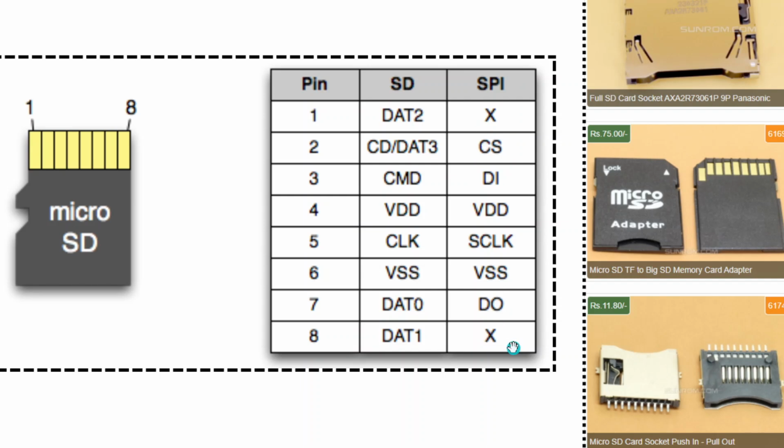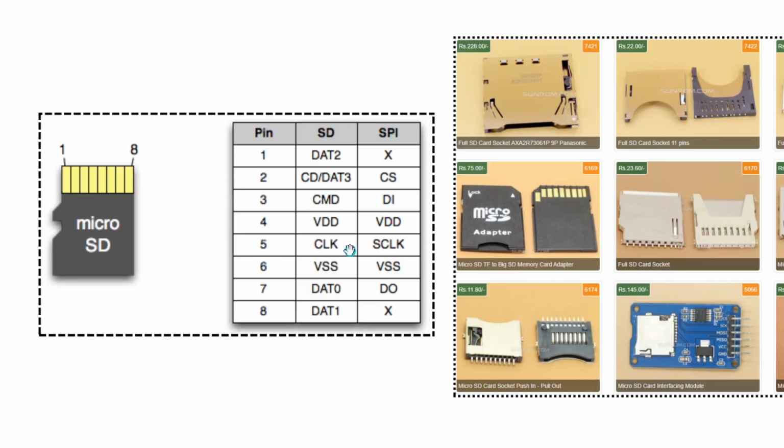connected to anything, the last one will not be connected to anything, and the second pin will be chip select, and the third pin would be DI, which is MOSI. We will talk about this in the upcoming slide. Then the VDD is there for the power, then you have the serial clock, then the ground, then you have the MISO. So we will talk in detail about this.